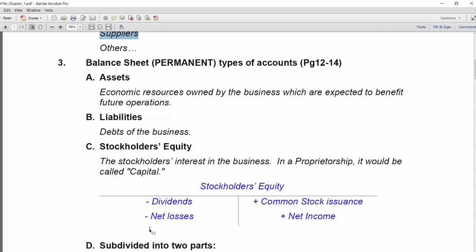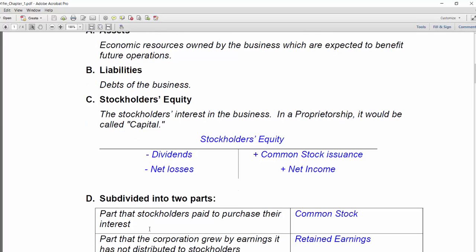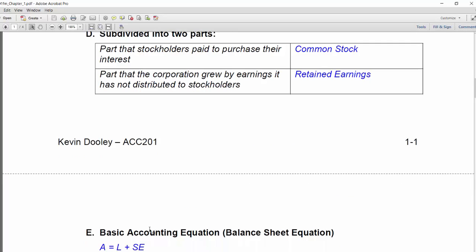This stockholders' equity, when it's presented, is subdivided into two parts: the part that the stockholders paid to purchase their interest, which is known as common stock or paid in capital, and the part that the corporation grew by earnings. And this has to be the earnings that it hasn't given out yet to stockholders. Thus it's called retained earnings. So we can string these accounts together to form what's known as the balance sheet equation. And that says that assets is equal to liabilities plus stockholders' equity.